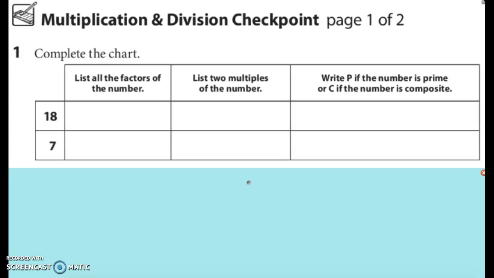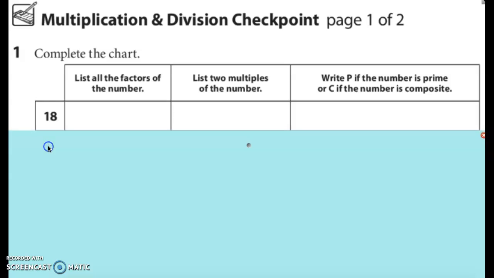Let's get started on our checkpoint. I'll be reading each problem and then pausing to allow you time to complete it. Let's begin with number 1. Complete the chart. You'll notice when it asks you to complete the chart that there are two numbers that we'll be focused on. To help us move slower, I'm going to cover up one of them.